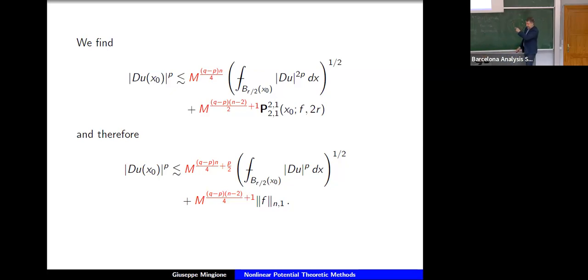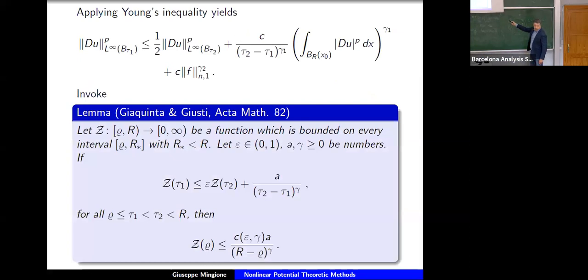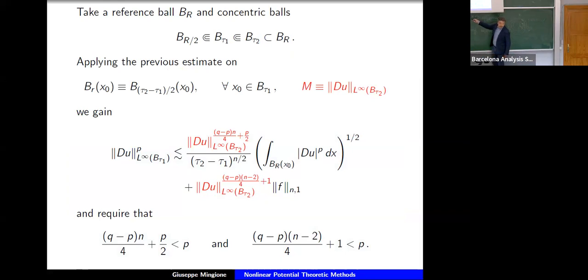Along this skin. And this is an infinity on B2. So we get this. Okay, now we require that these powers are less than one. Now we apply Young's, and then we conclude with this level. And these are bounds of the type that are required in this setting, because when Q is equal to P, you see this is satisfied.